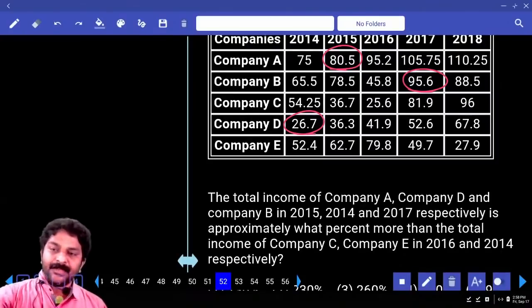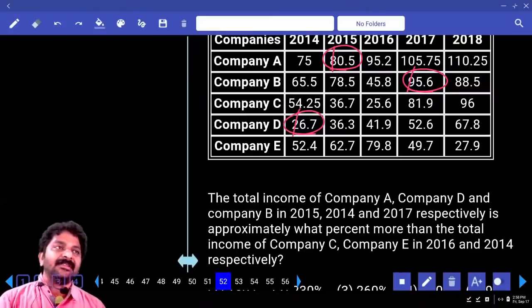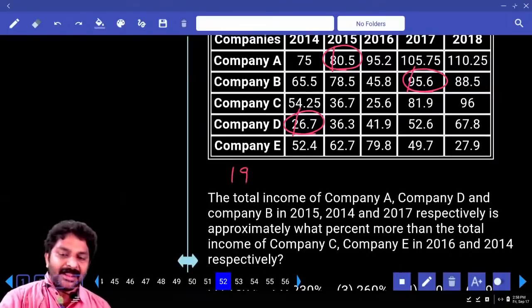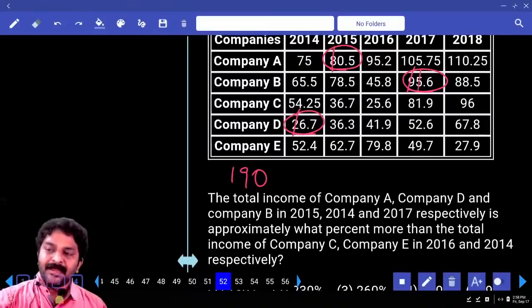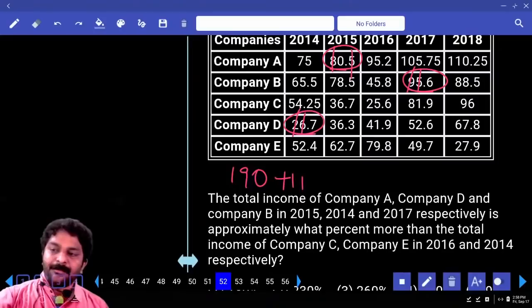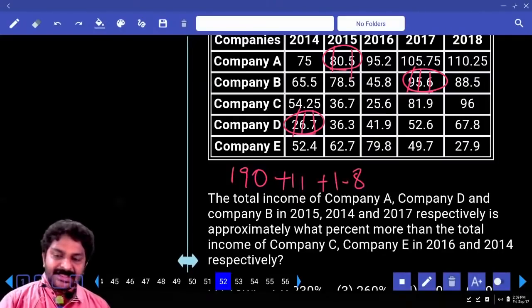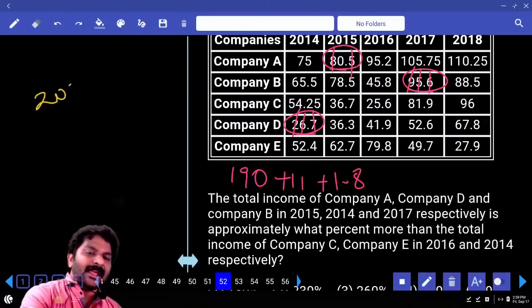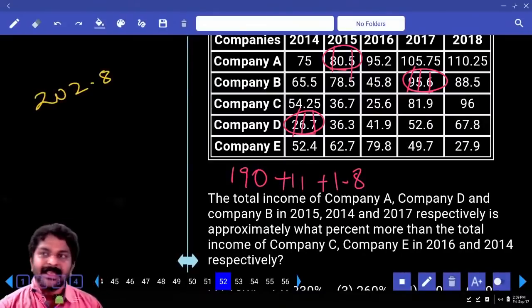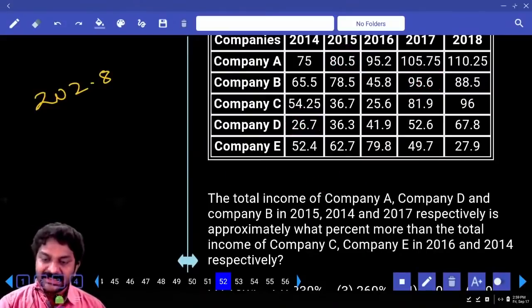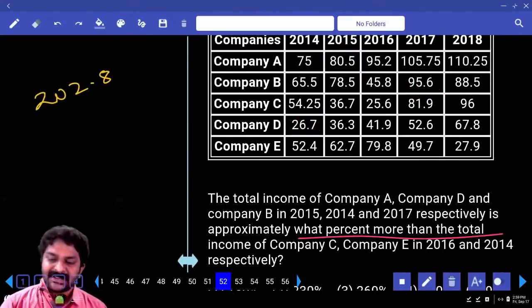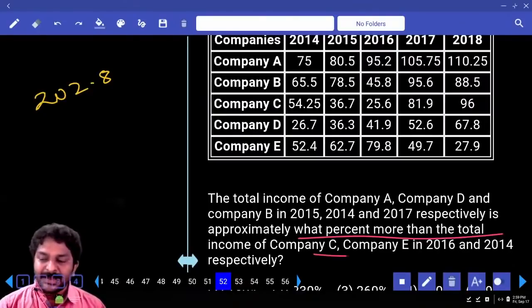Tens places first. 80, 90, 170. 170, 20, 190. Keep it aside. Next. 5 plus 6, 11. And then 0.5, 0.6, 0.7, 1.8. So total it is 202.8. Clear? Now this is approximately what percentage more than the income of company C in 2016 and E in 2014.